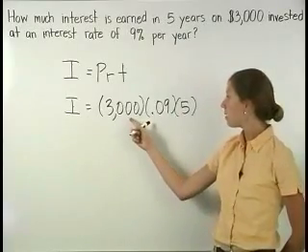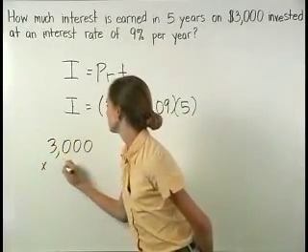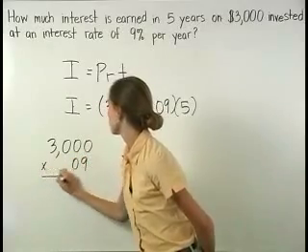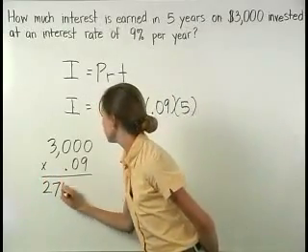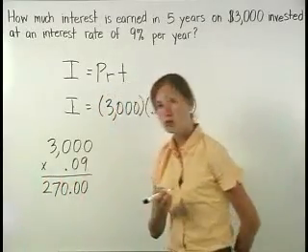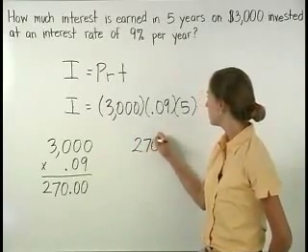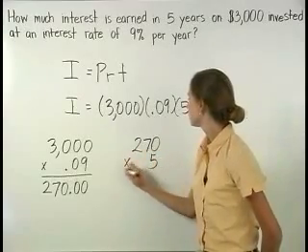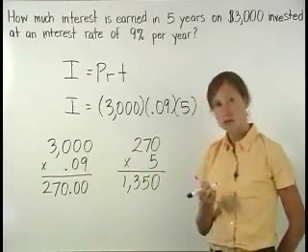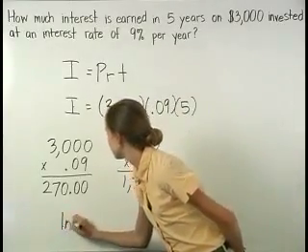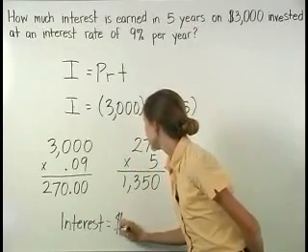Now we multiply. Begin with 3,000 times 0.09. $3,000 times 0.09 is $270.00, or $270. Now, multiply 270 times 5, which gives us $1,350. This means that the interest earned is $1,350.